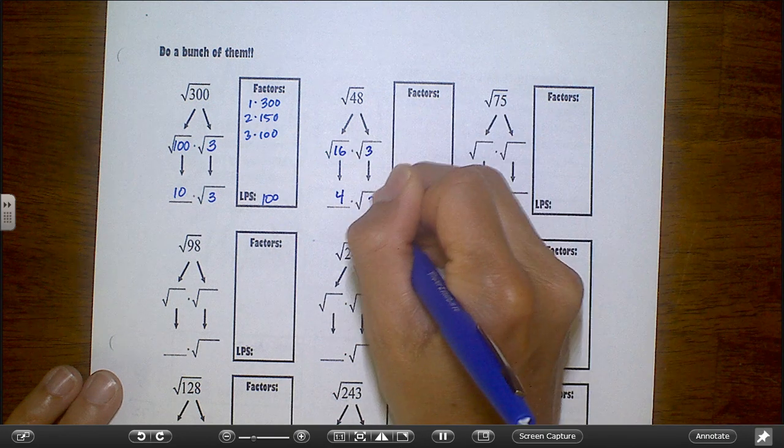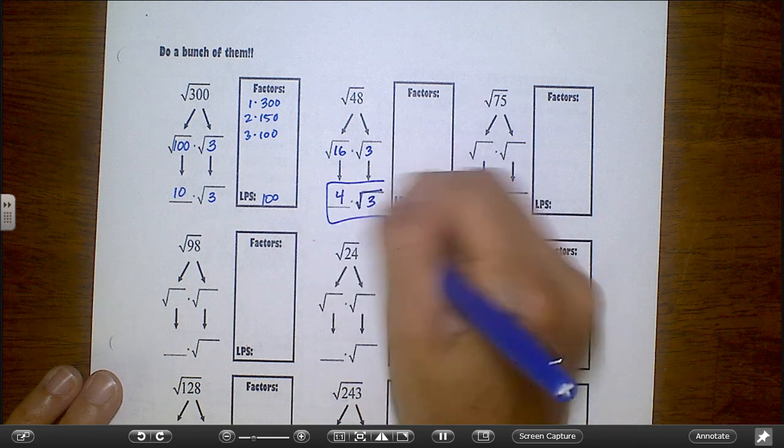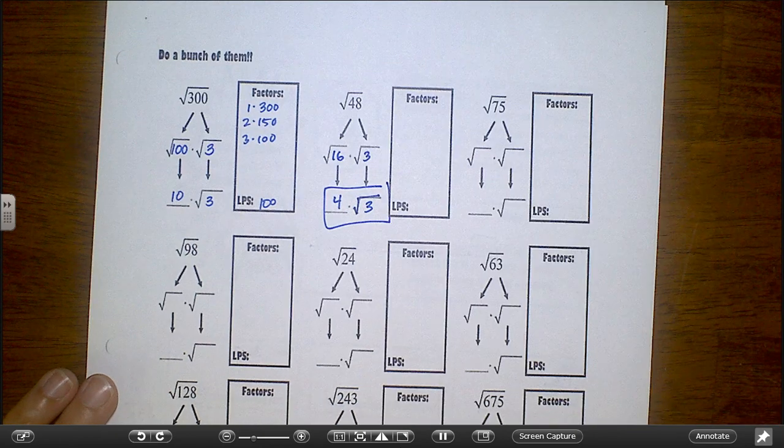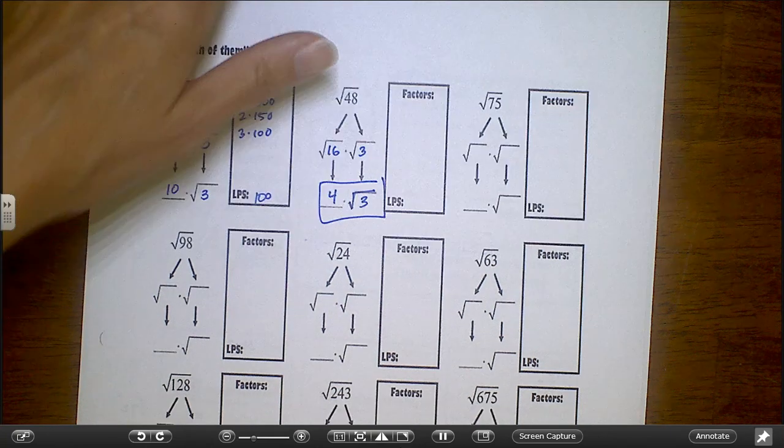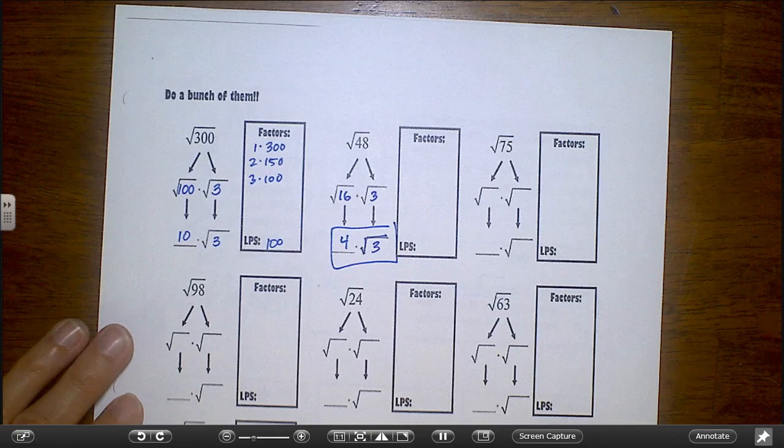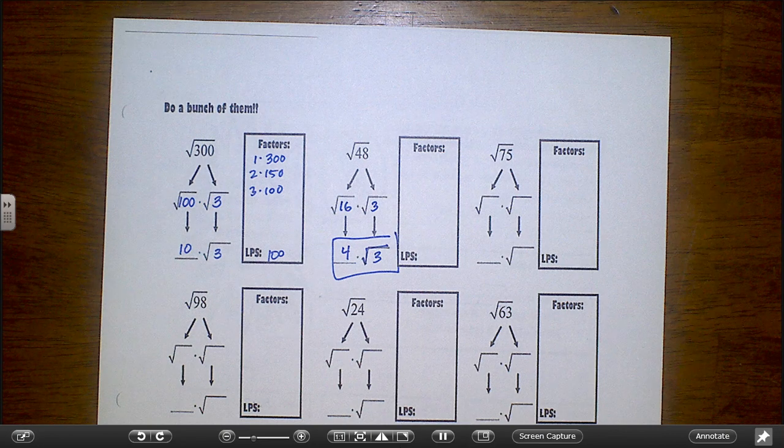And the square root of 3 stays the square root of 3. So there you go. So now might be a decent time to tell you some pretty common simplified radicals. That way you know if you really need to go on anymore.